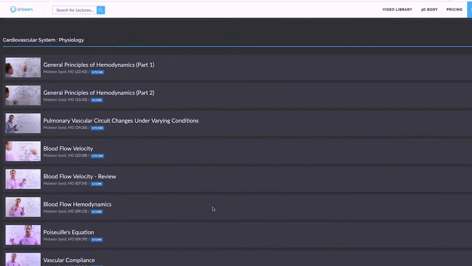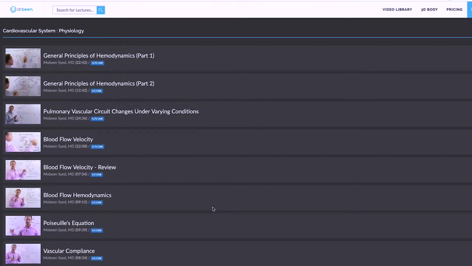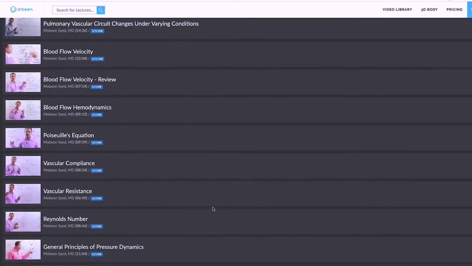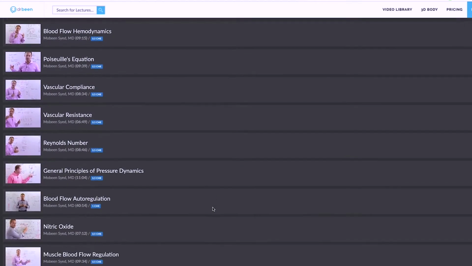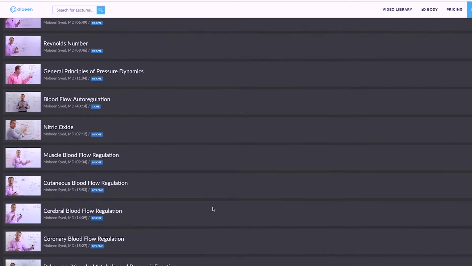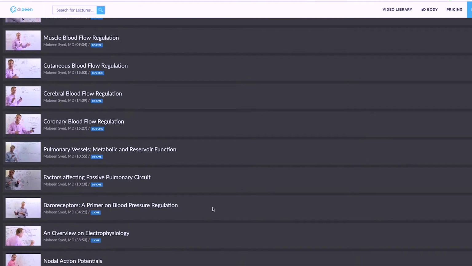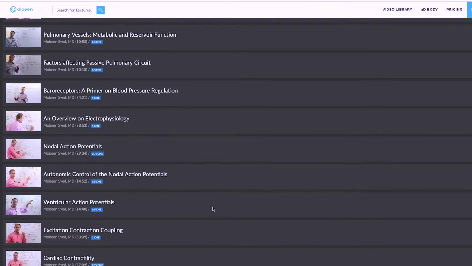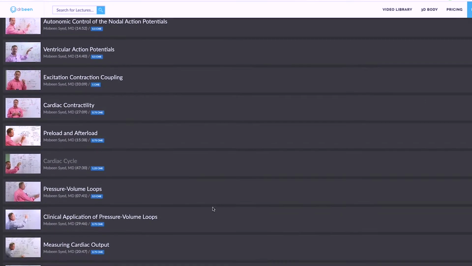I think we have one of the best physiology series of the cardiac system out there. Blood flow velocity, Poiseuille's equation, vascular compliance, nitric oxide's role, muscle blood flow regulation, brain blood flow regulation. I'm just reading here from my iPad from the lecture list that I have open: cardiac contractility, cardiac cycle, heart sounds, introduction to murmurs.